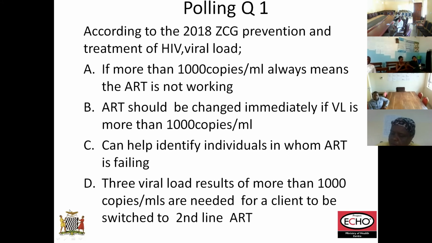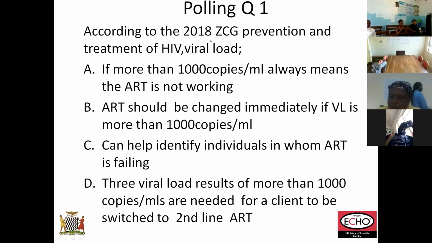So, first polling question. According to the 2018 Zambia Consolidated Guidelines for Prevention and Treatment of HIV, about the viral load: if it's more than 1,000 copies per mil, this always means that ART is not working. ART should be changed immediately if viral load is more than 1,000 copies per mil. Viral loads can help identify individuals in whom ART is failing. Pre-viral load results of more than 1,000 copies per mil are needed for a client to be switched to second-line ART.